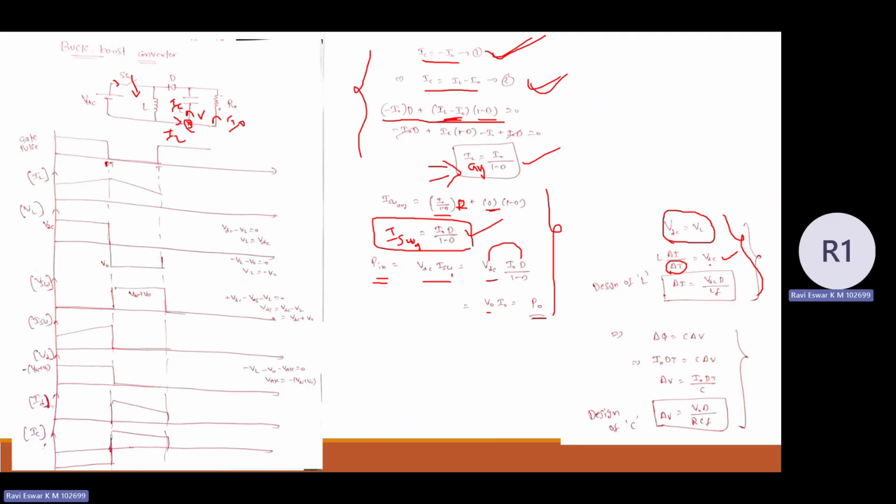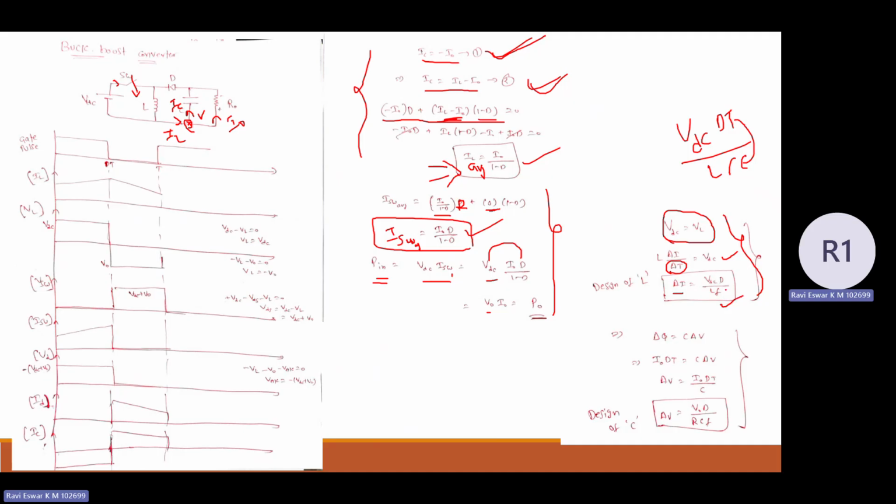I can make this as D into T. So from this I can take del I equal to VDC into D into T by L. Where this T, if it goes down, I can take it as F. So I can write del I as VDC D by LF.